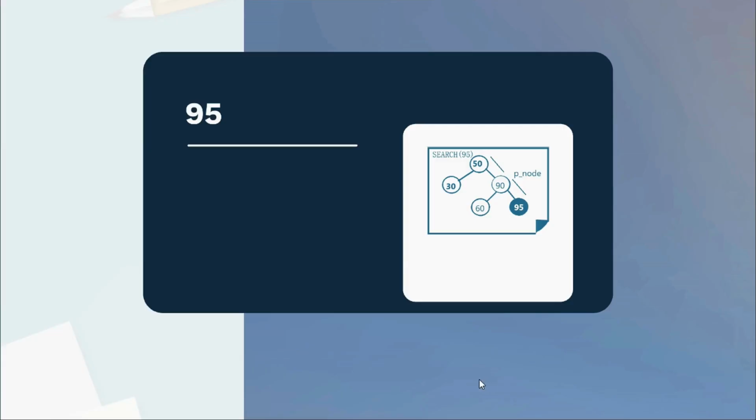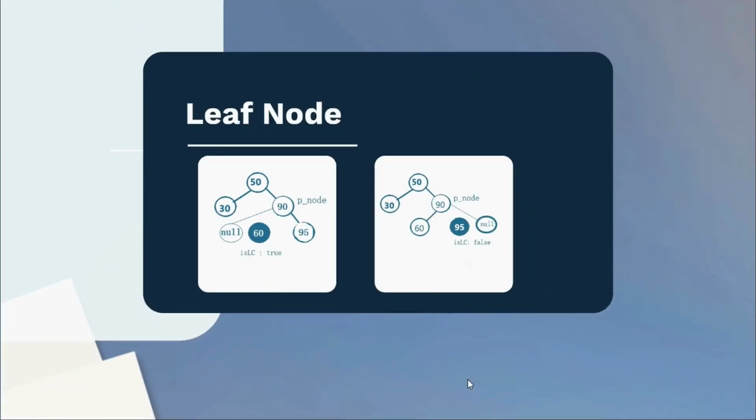Now we got all the details: the node you are going to delete, the parent node, and the isLeftChild flag. So here we have three scenarios to write code. Let's understand the first scenario. The first scenario is that the node you are going to delete is a leaf node. That means the node has no children, neither left nor right children.